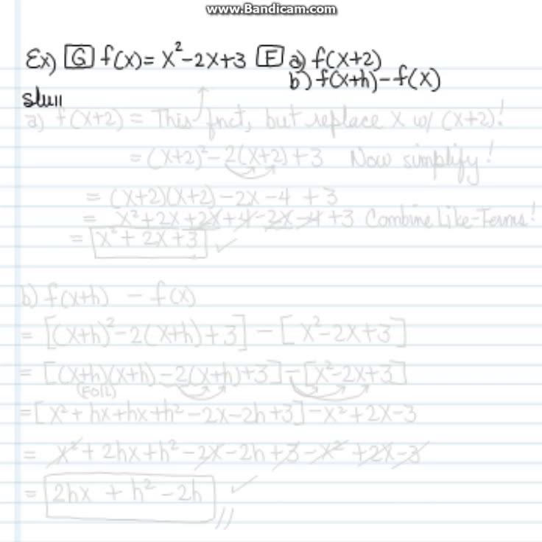Given the polynomial f(x) = x² − 2x + 3, find part A, f(x + 2), in parentheses, and B, f(x + h) − f(x). Okay, this is a little tricky.